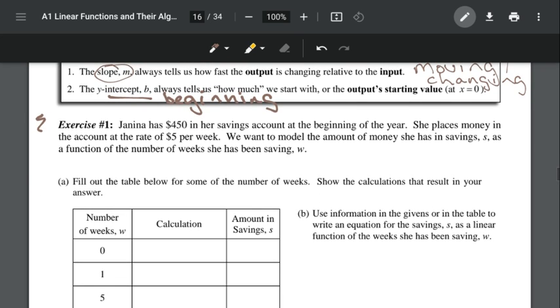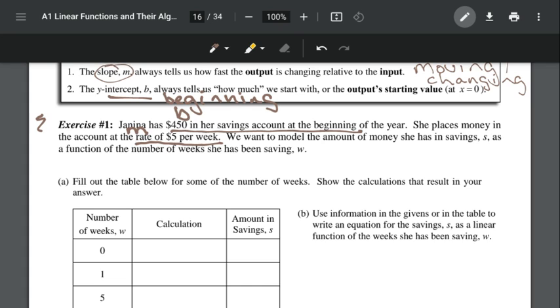So in exercise number 1, Janina has $450 in her savings account at the beginning of the year. So there's our B number because it says beginning. She places money in the account at a rate, well, we know slope is a rate, of $5 per week. We want to model the amount of money she has in savings, S, as a function of the number of weeks she has been saving, W.